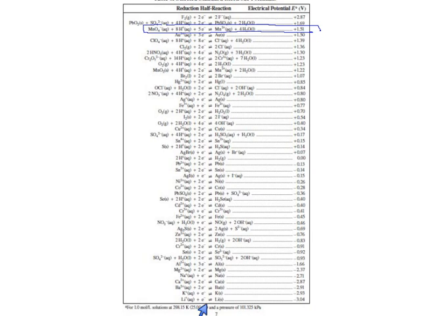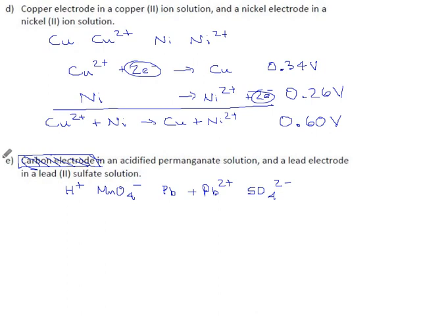And if we go up the other side, we have lead and we have sulfates right here. Lead metal and sulfate ions can convert into lead sulfate like so, and that is minus 0.36 volts. So let's get those down. Acid permanganate.